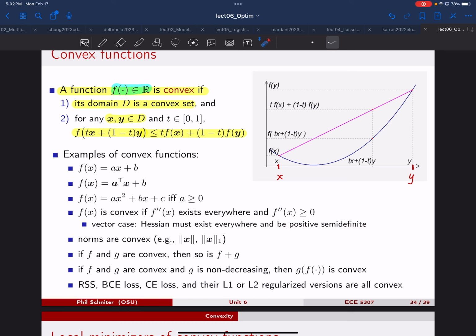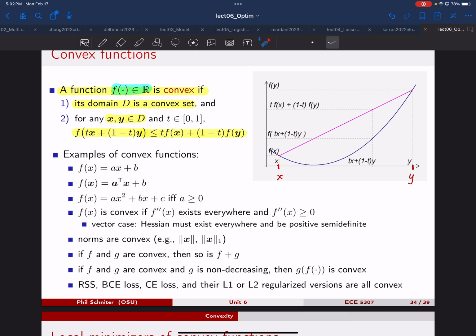Okay, so these are some shortcuts to testing if a function is convex or not. These are sufficient conditions, not necessary. Other functions that are convex: any norm is going to be convex. Also, anytime you have two convex functions, f and g, their sum is convex. You can get convexity with composition as well, except that the outer one needs to be non-decreasing as well as convex.